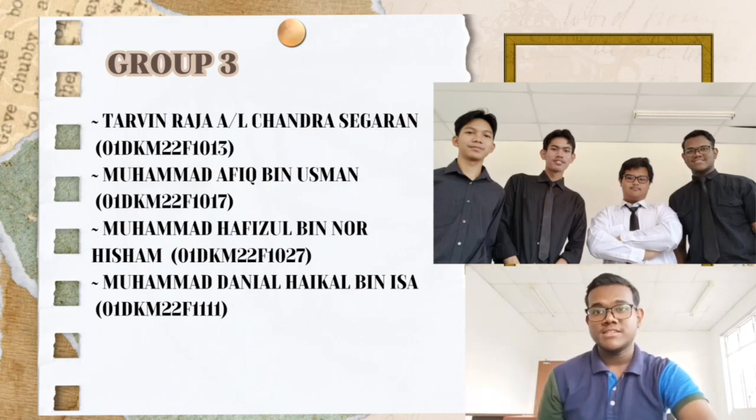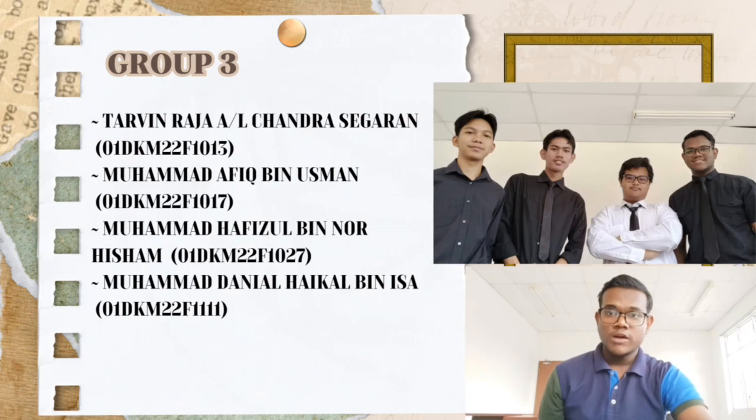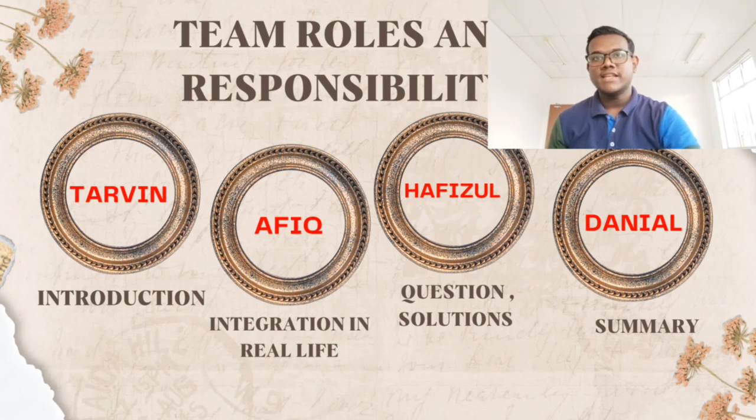My matrix number is 01DKM2F1013. Second is Muhammad Afiq bin Usman. His matrix number is 01DKM22F1017. Third is Muhammad Afizul bin Nur Isham, 01DKM22F1027. And lastly, Muhammad Daniel Aikal bin Isa, 01DKM22F10111. So next, I will be revealing the team roles and responsibility of our group members.